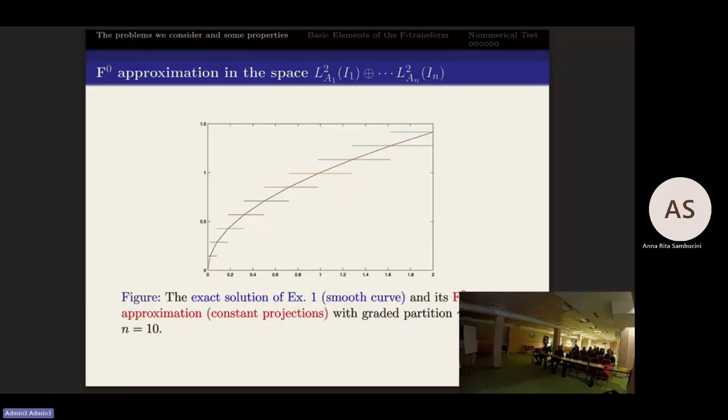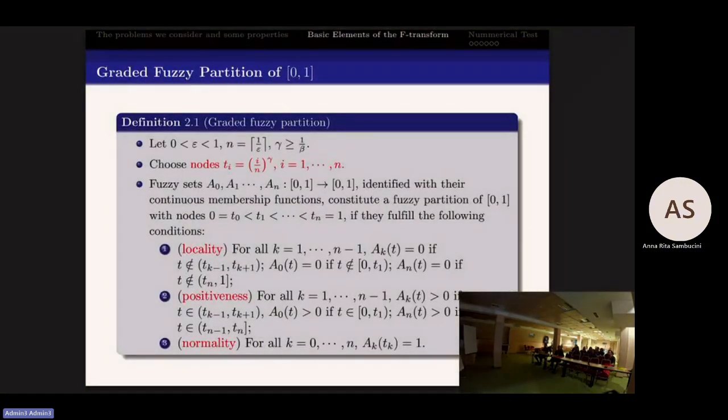If we use the uniform partition, then the errors in here are very big. However, in this part, we do not need a very small partition, so the errors here are very small. That's why here we use the graded fuzzy partition, where gamma is larger than 1.